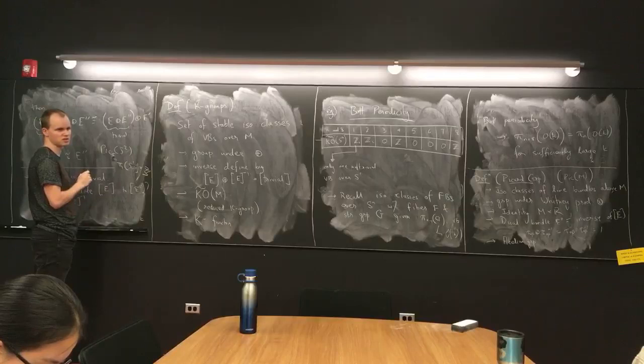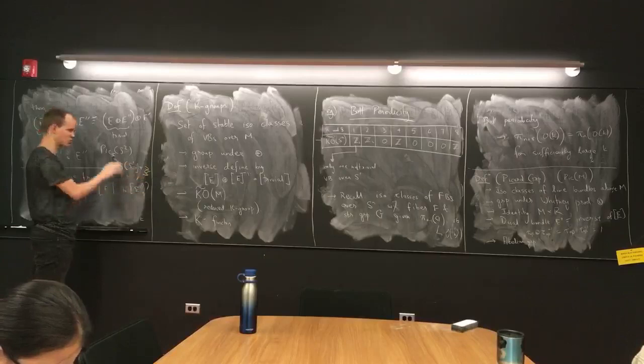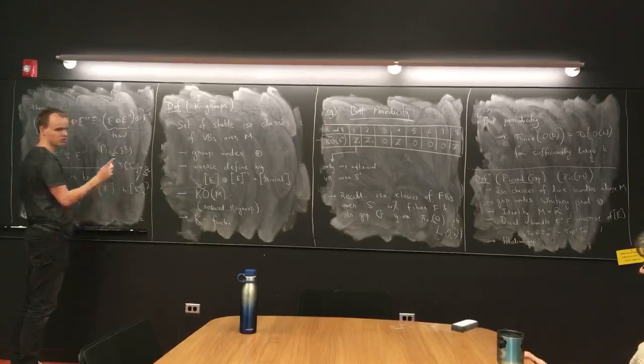There's a morphism from the Picard group, a natural correspondence between elements of the Picard group and values of the Chern number.